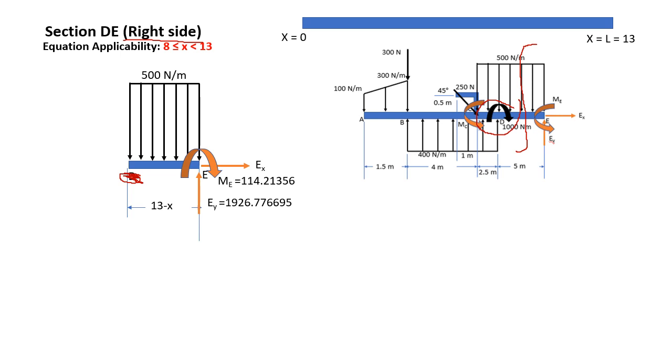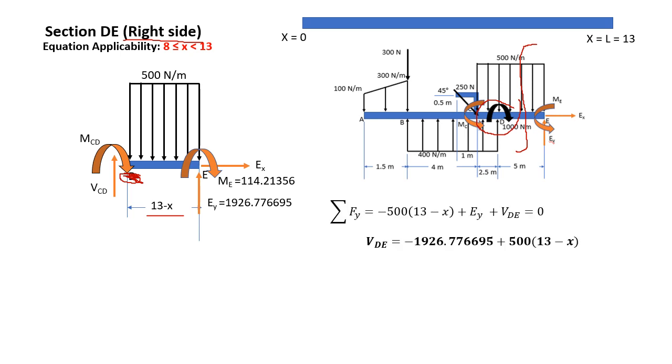in the diagram. So we now have all of our supports, and then don't forget VCD and MCD, the same direction as the previous section. And then the length of the section is 13 minus x, same as with the last section, section D. So we sum forces along y, and then here is our equation for VDE.